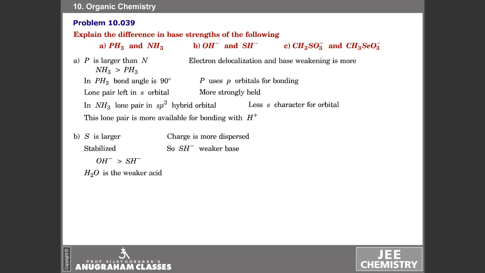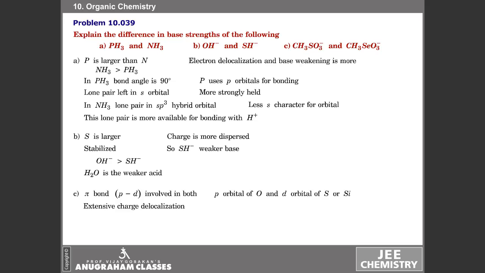In the next set, we have CH3SCO3 minus and CH3SO3 minus. Both these structures involve the p orbital of oxygen and the d orbital of sulfur or silicon involved in a pi bond. It is called the p-d pi bond. We will be able to draw resonance structures, and there is extensive charge delocalization. Therefore, both these anions are stabilized, which makes the conjugate acids strong. Methane sulfonic acid is a strong acid.